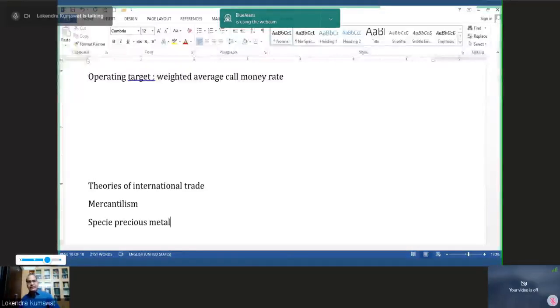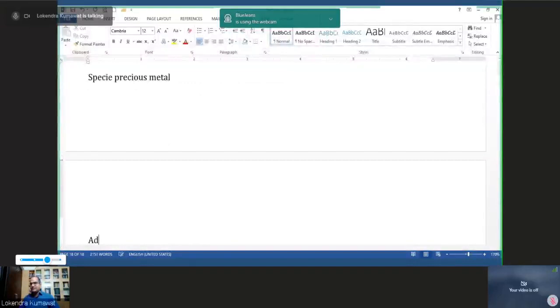They also said that if you are in a trade surplus, you will be collecting precious metal. If you are in a trade deficit, you are losing precious metal. So it is a zero-sum game. That means your gain is your partner's loss. If you are gaining, your partner will definitely lose. That was the idea. Adam Smith, you must have heard, is said to be the father of modern economics.